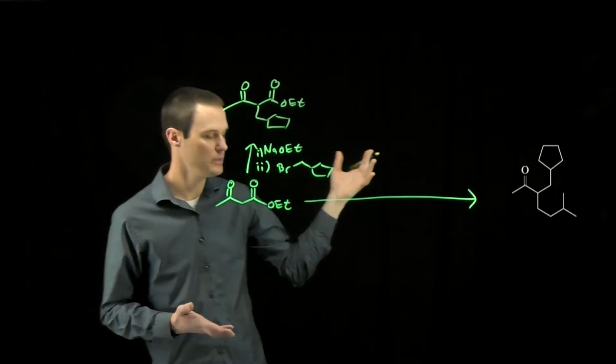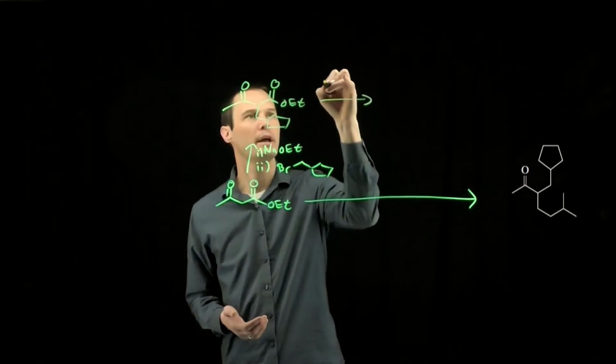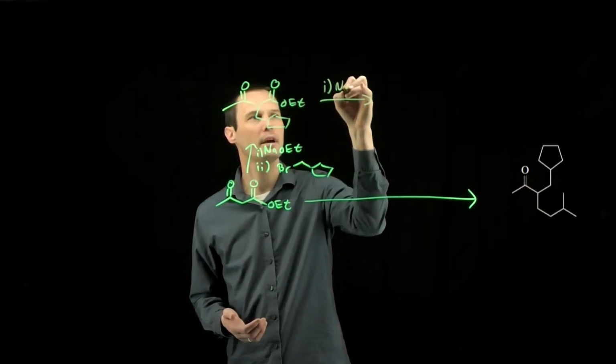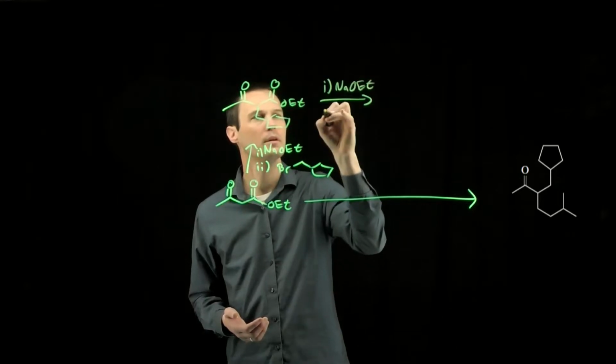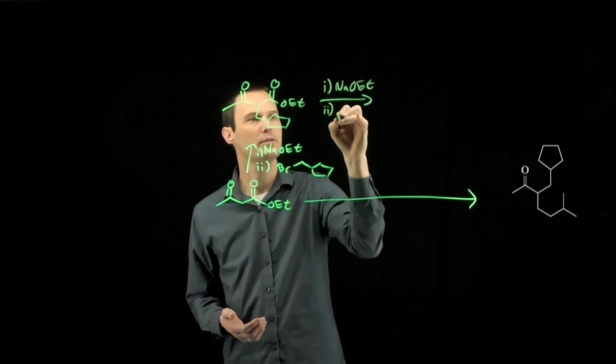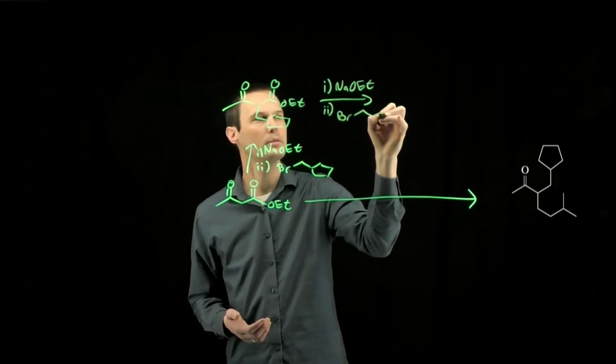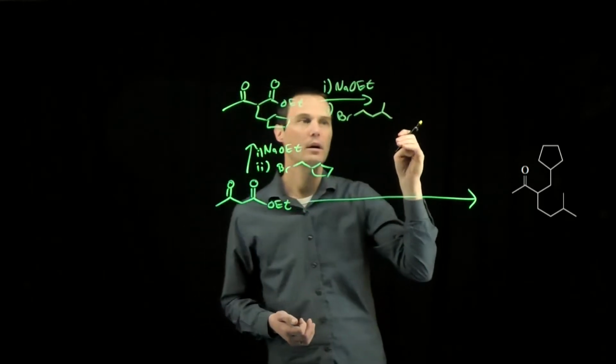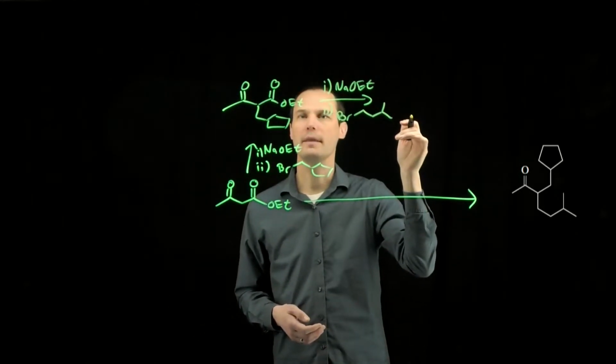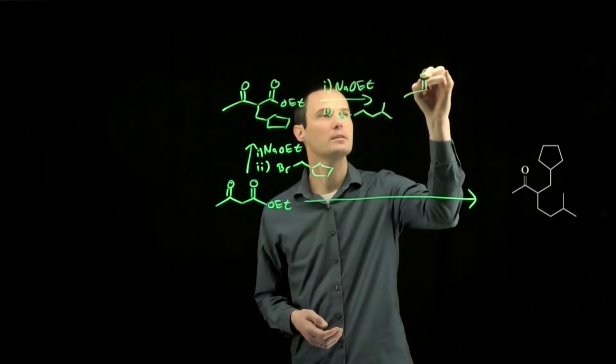And then we can repeat the process with our second alkyl group. So we'll add another equivalent of sodium ethoxide, and then our second electrophile, which will be another leaving group, a 2-carbon spacer, and then an isopropyl chain at the end, and that will add on our second alkyl group.